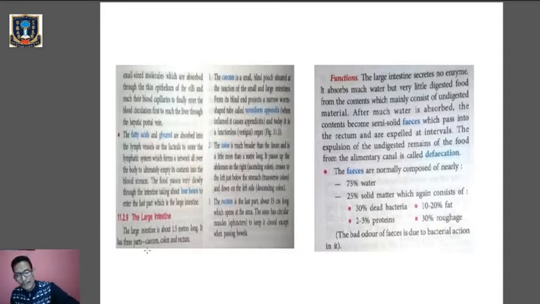And whenever this appendix undergoes inflammation, it will cause a disease called appendicitis. But today it has remained in the form of a functionless organ. It's called the vestigial organ.